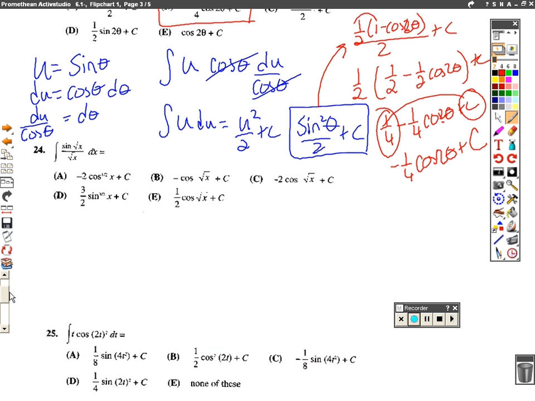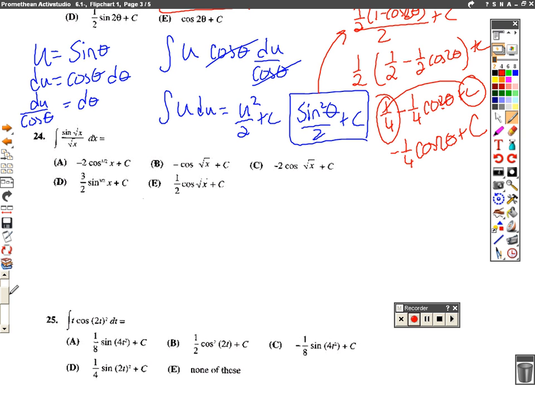All right, number 24. Right here we've got the sine of root x over root x. I can't separate it. I can't do anything strange like that, but without the sine in the numerator, I can integrate the denominator, but I cannot integrate sine of root x. So what would I need to do to change that? I would need to make u root x. du would then be 1/2 x to the negative 1/2 dx, which is the same thing as 1 over 2 root x. So therefore, 2 root x du would equal dx.